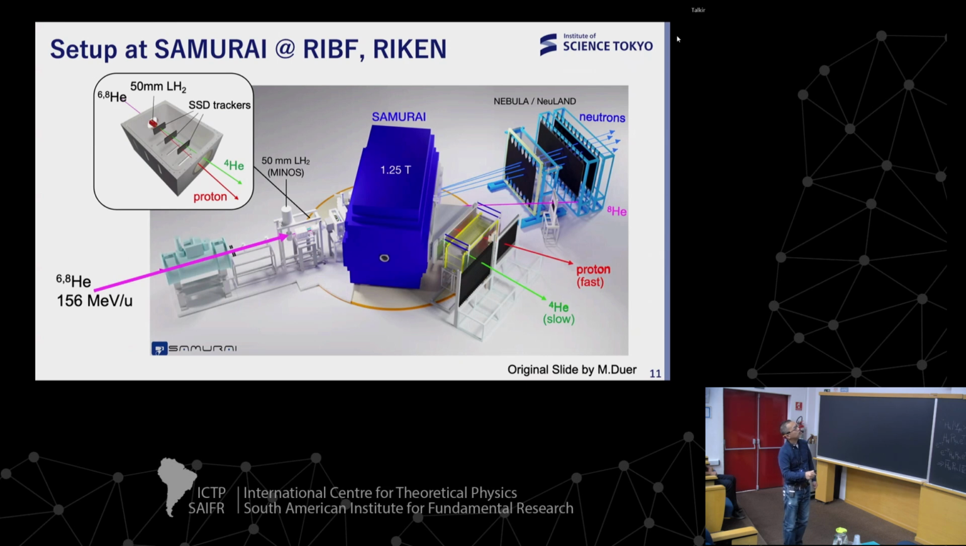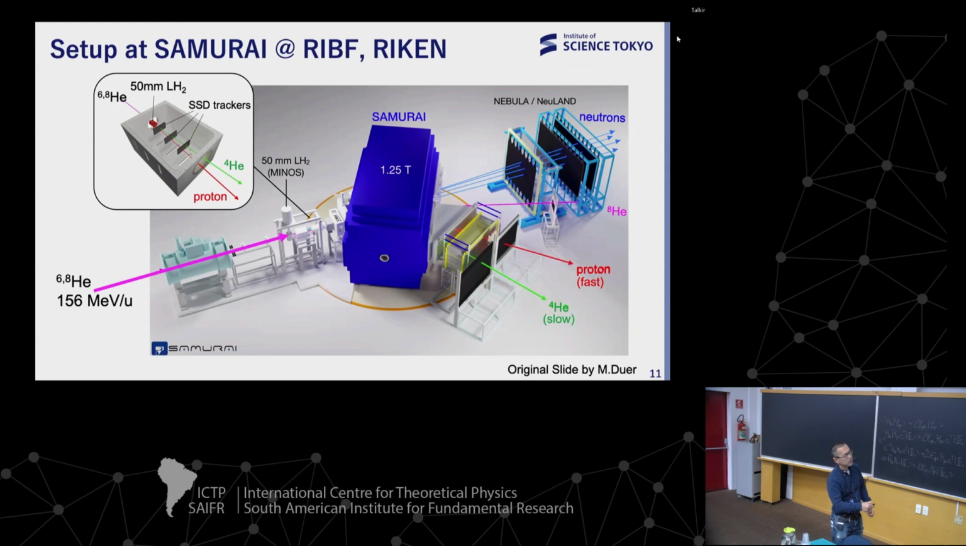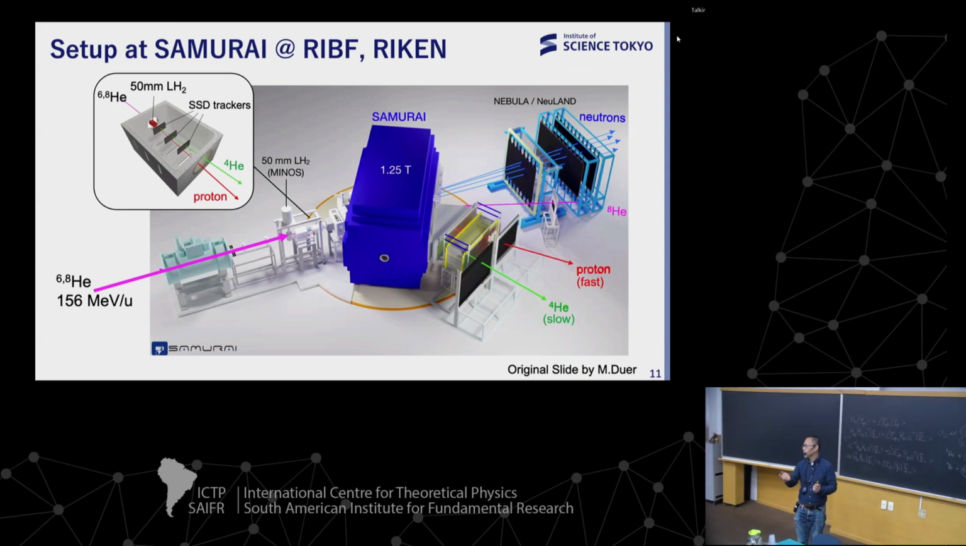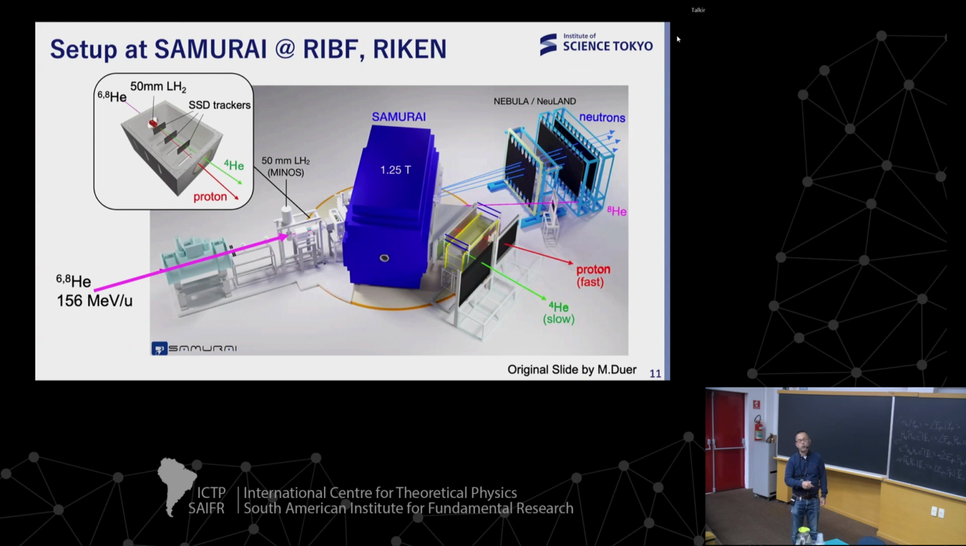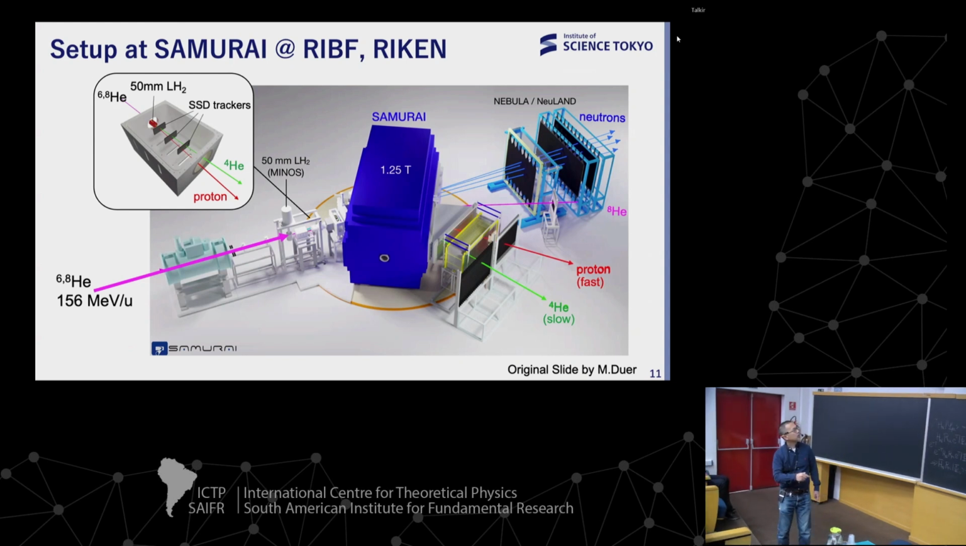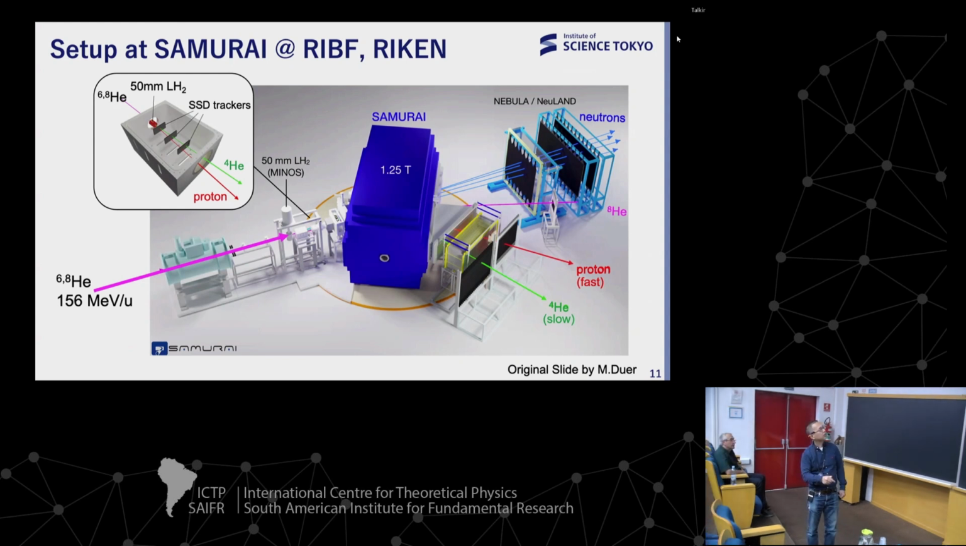We measured the helium-4, but it is slow, so it's actually bent more than the protons. Usually, if the velocity is the same, helium-4 is bent more than the proton, right? Because the charge to mass ratio is smaller for helium-4. But here it's opposite. This shows that the proton is very fast and helium-4 is slower. And the neutrons are going straight here to the neutron detectors. But in this experiment, we didn't measure neutrons.